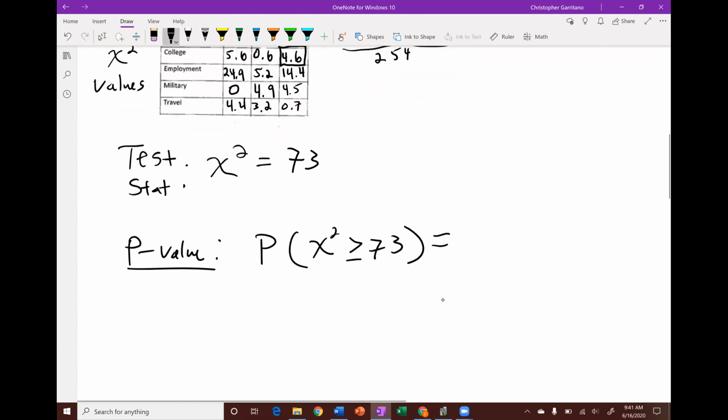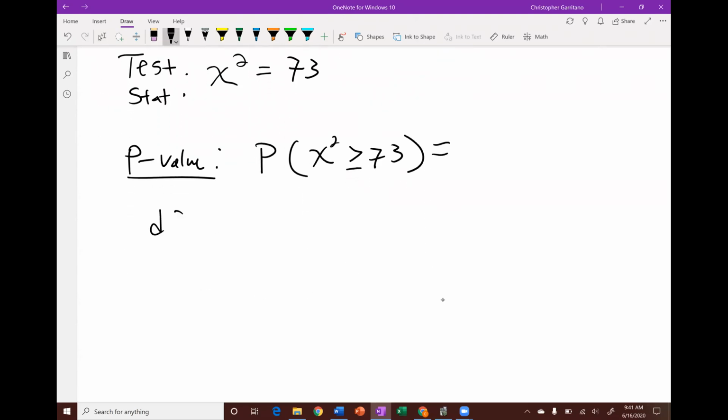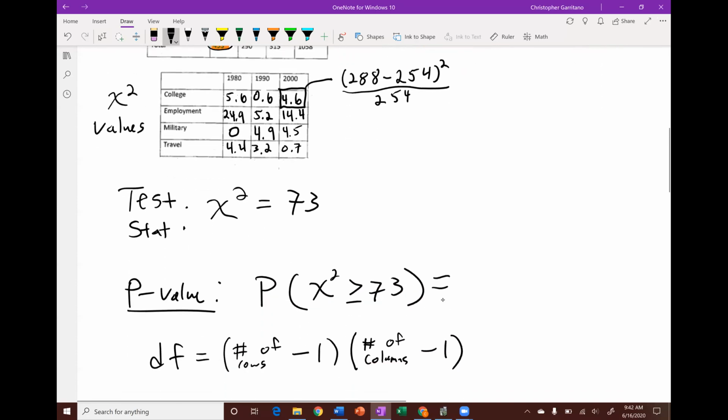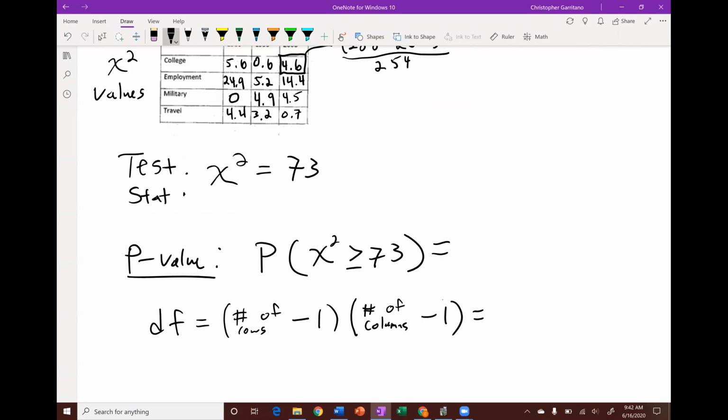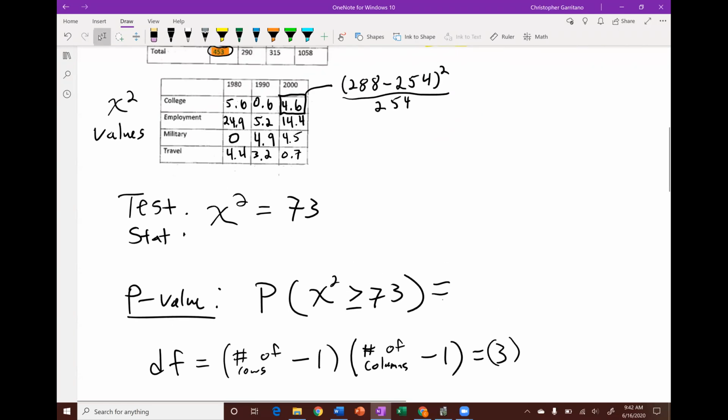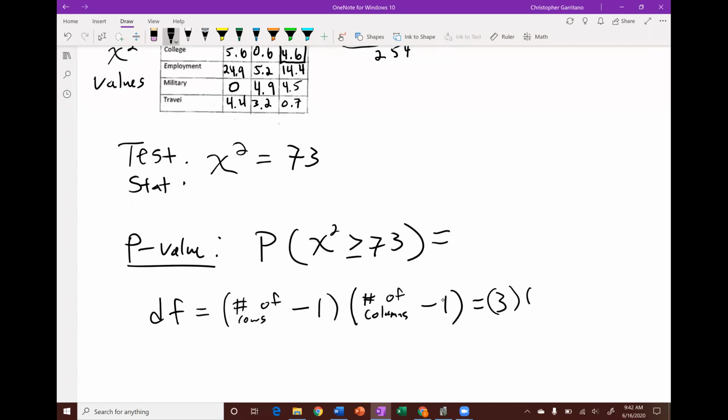And in a situation like this with the chi-squared test of homogeneity, degrees of freedom is equal to the number of rows minus 1 times the number of columns minus 1. And this is excluding the totals columns. So in this particular case, the number of rows is 4, so 4 minus 1 is 3. And the number of columns is 3, so 3 minus 1 is 2. So our degrees of freedom in this case is going to be 6. That is going to be important information when we go ahead and calculate our p-value.